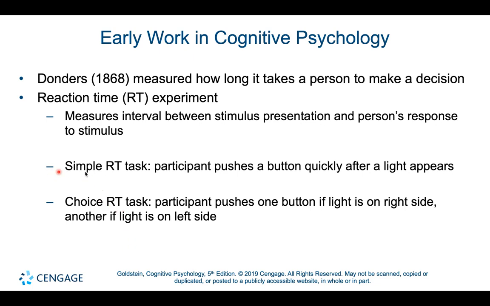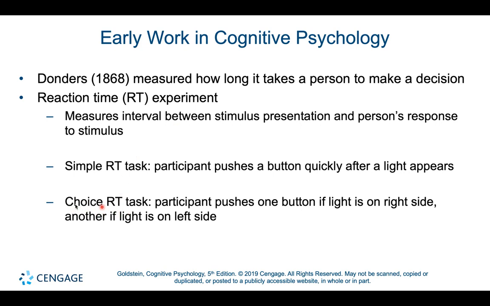So in a simple reaction time task, which is one of the things that Donders did, participants simply push a button as quickly as possible after a light bulb comes on, right? So this is 1868, so no computers here, but maybe a light bulb comes on in the room and the participant has to press a button as quickly as possible, and Donders is recording how quickly they press that button.